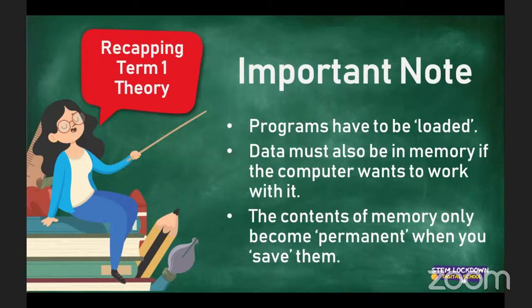So essentially, the contents of memory only become permanent when you save them. So you have to transfer them to storage. If you don't do that, we know that memory is erased when you close the program or when we switch the computer off. So if you haven't saved these contents in memory, you are going to lose them.